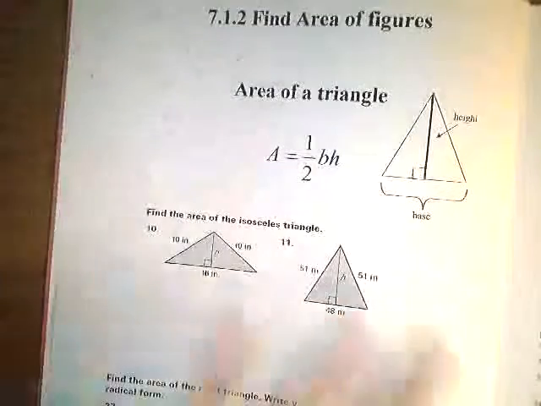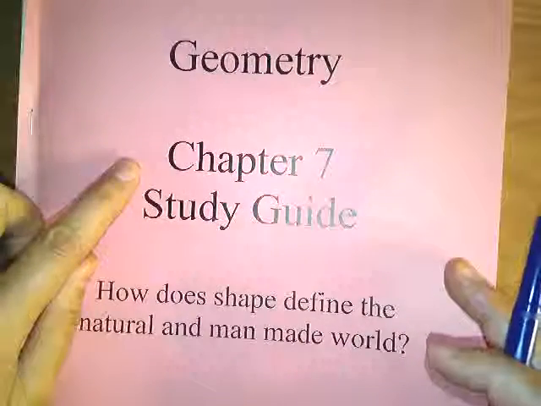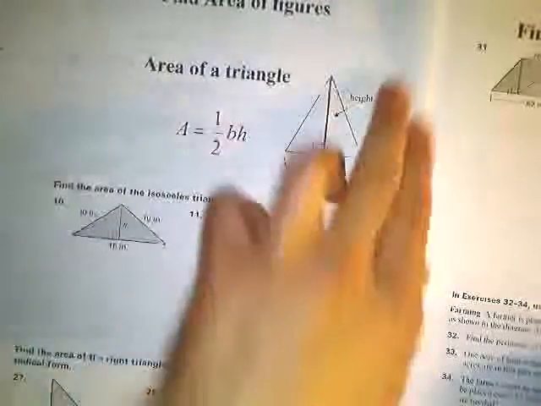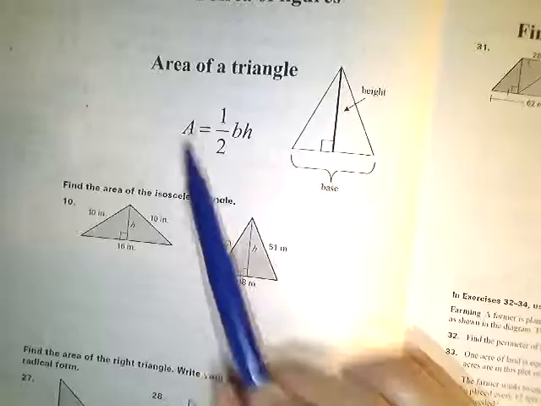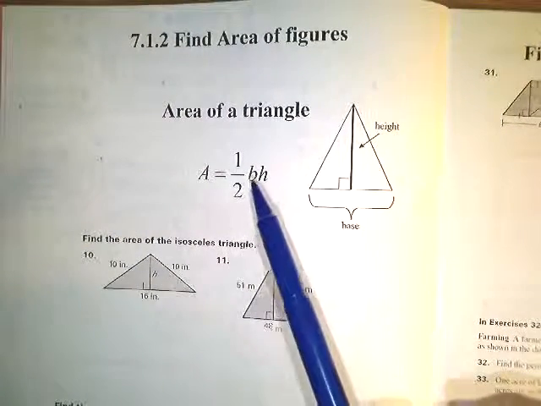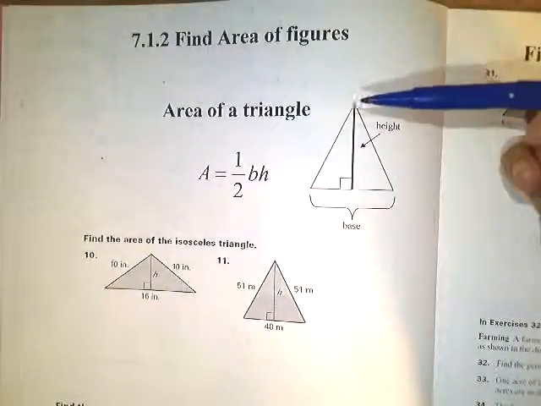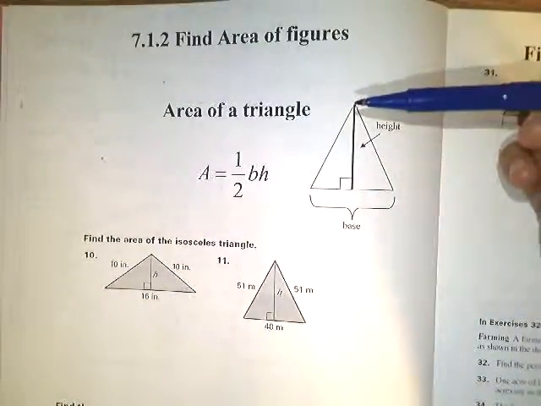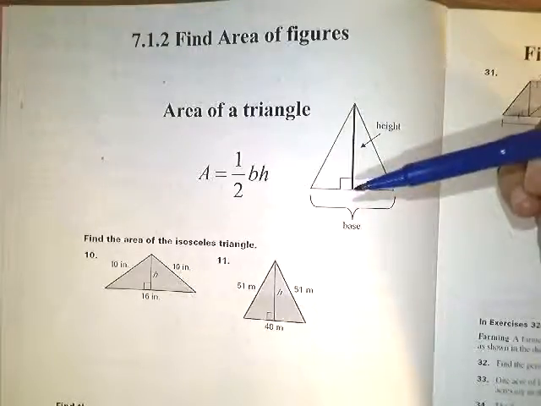This is the lesson on 712, which is Chapter 7, Section 1, Part 2, out of the Geometry Chapter 7 Study Guide. This one is on areas of triangles. You've probably seen this formula before if you're a student of geometry: the area is 1/2 times the length of the base times the height of the triangle. It's very important that you understand what height is. Height is the distance from the very highest point on the triangle straight down to the base.